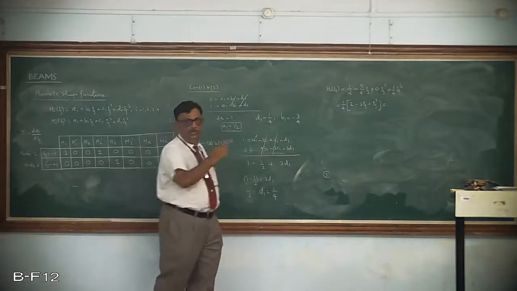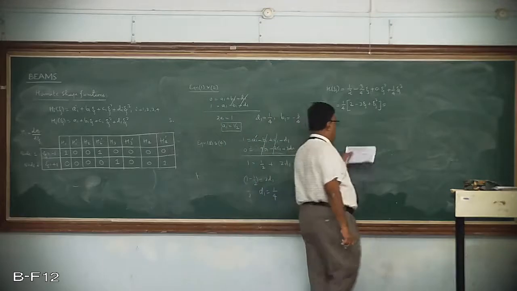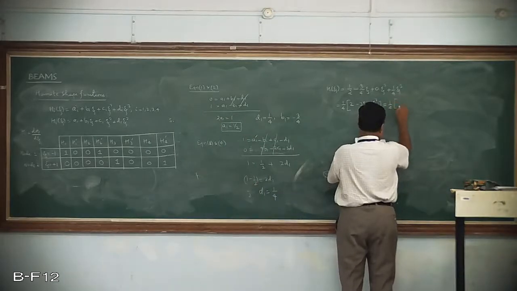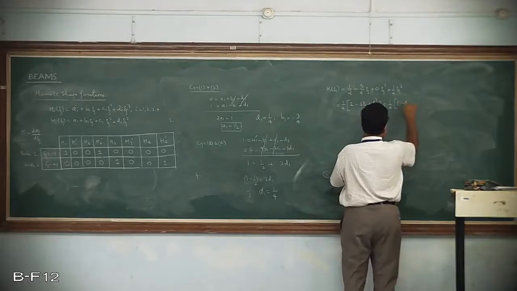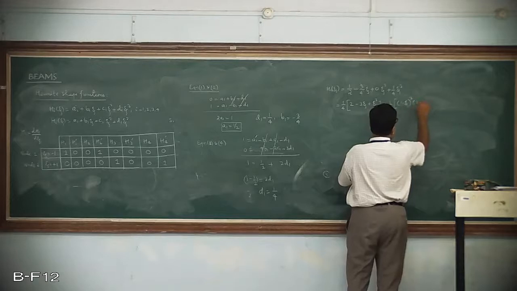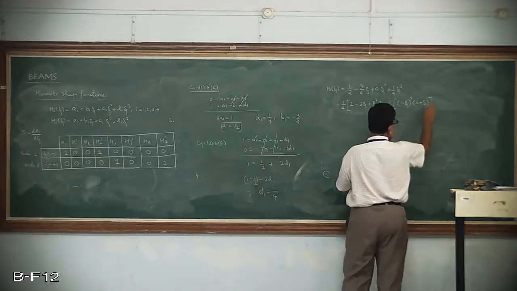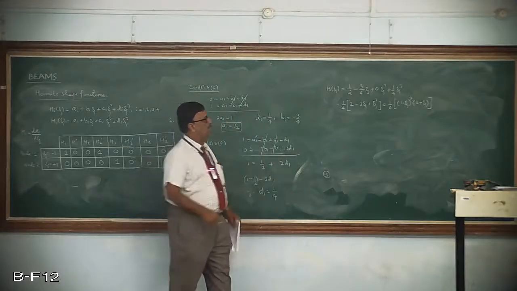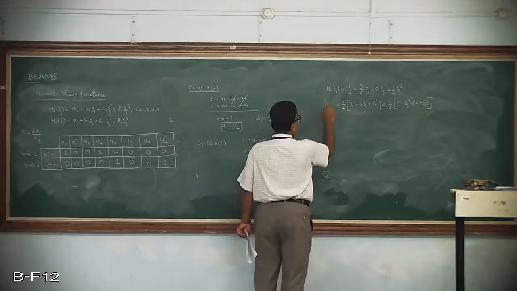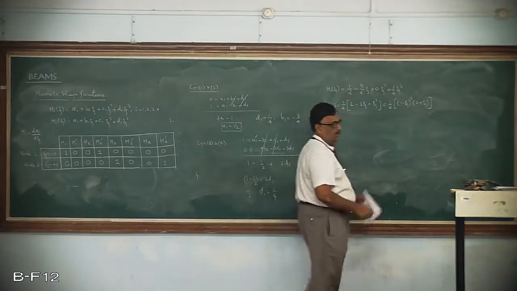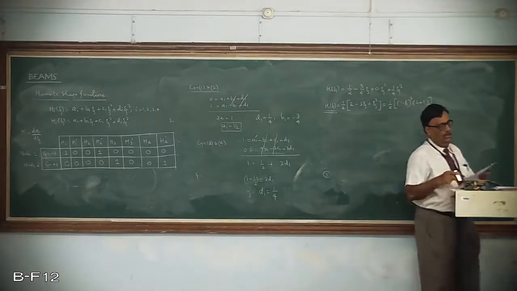Maybe if you want to add some parameters to this, you can modify this as 1 upon 4, 1 minus zeta whole square into 2 plus zeta. This way also you can write it for your convenience. So this is exactly what we call H1 of zeta, the first Hermitian shape function for the beam element.